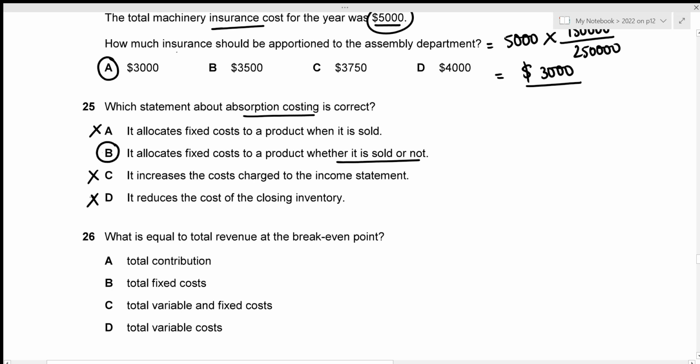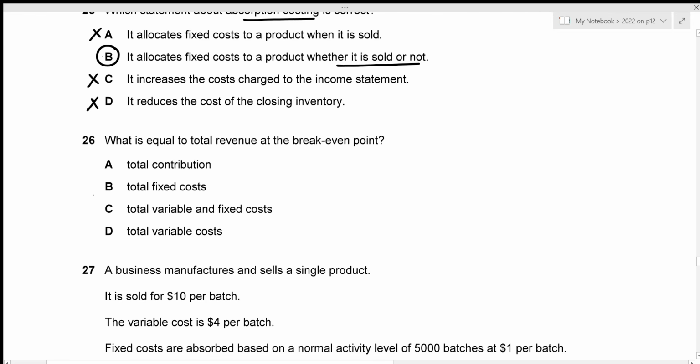So this is incorrect. This concludes question number 25. We can now move towards question number 26. What is equal to the total revenue at the break-even point?